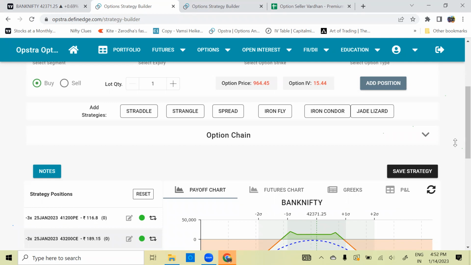Monthly, we will see monthly straddle and positional straddle dates that I will confirm. So I will do one thing tomorrow or Monday. I will give the mentorship calendar.